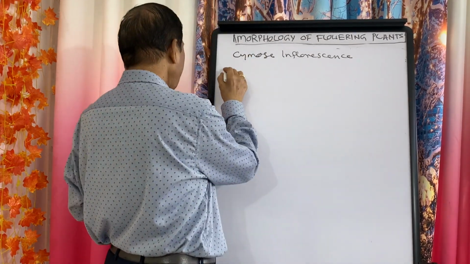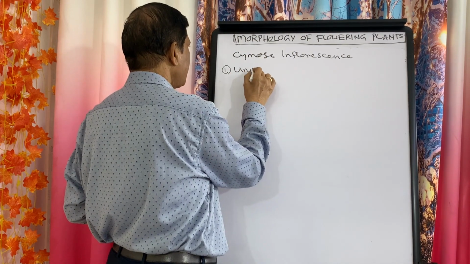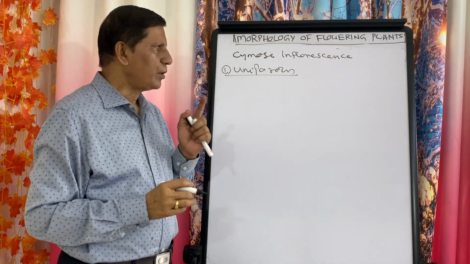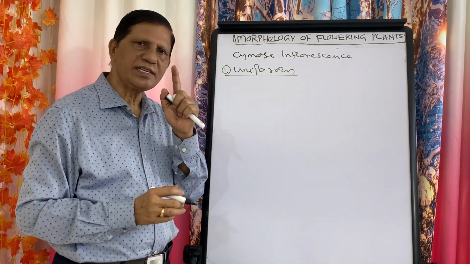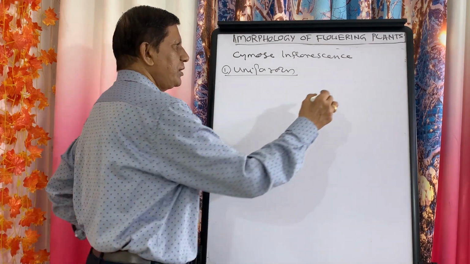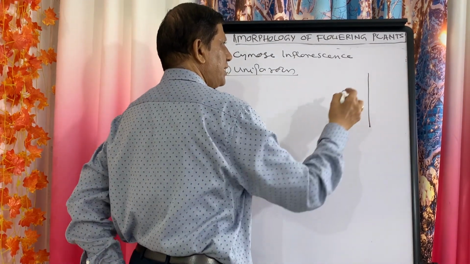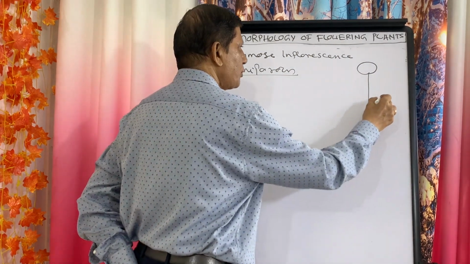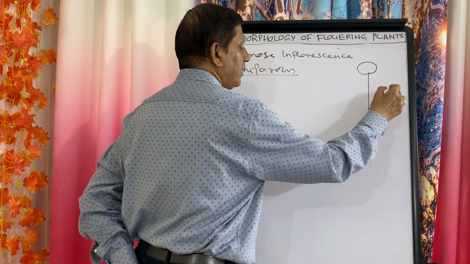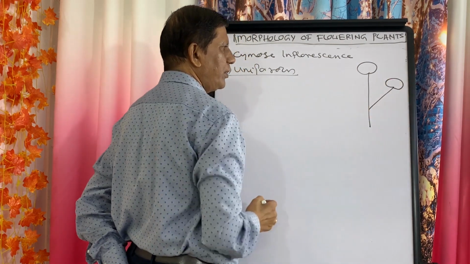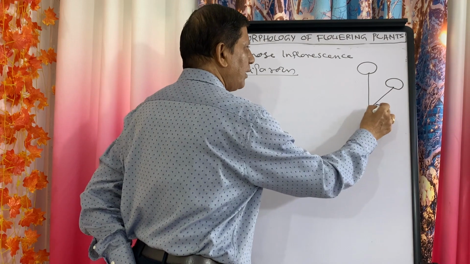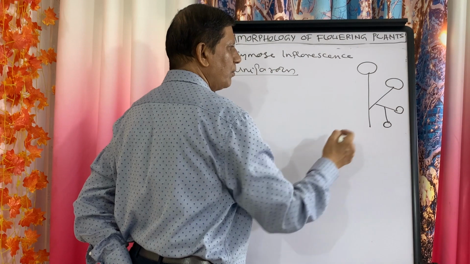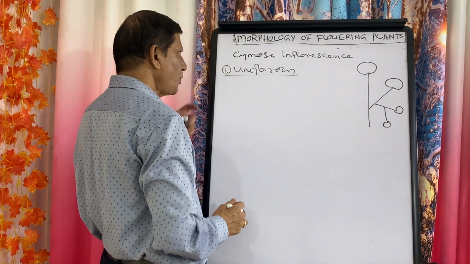One type is known as uniparous. Uniparous means the flowers always arise singly. That means this is the axis, and there will be a single flower. Then, suppose to this side, the pedicel will come out, and there will be only one flower. Then another will come to this side, only one single flower, and again on another side, one flower, like this. This is known as uniparous.